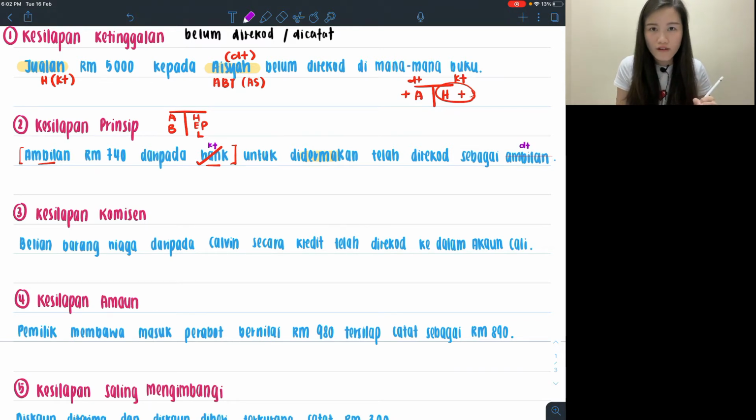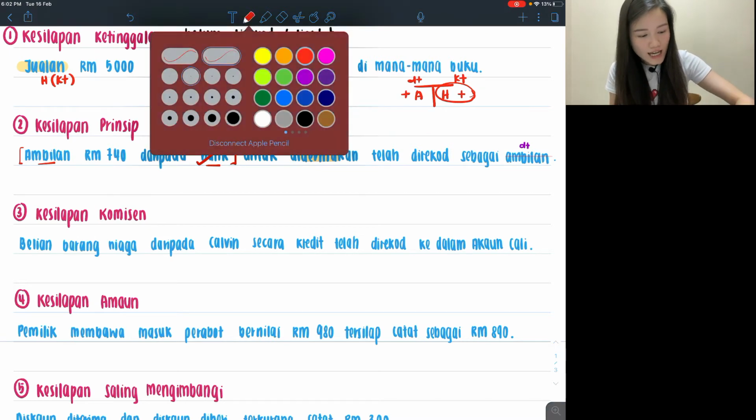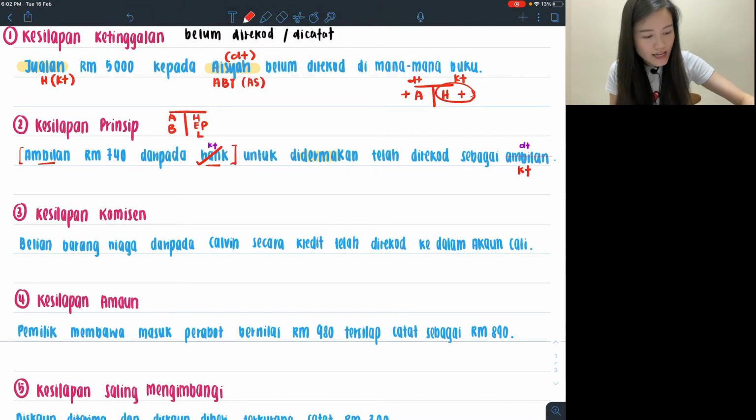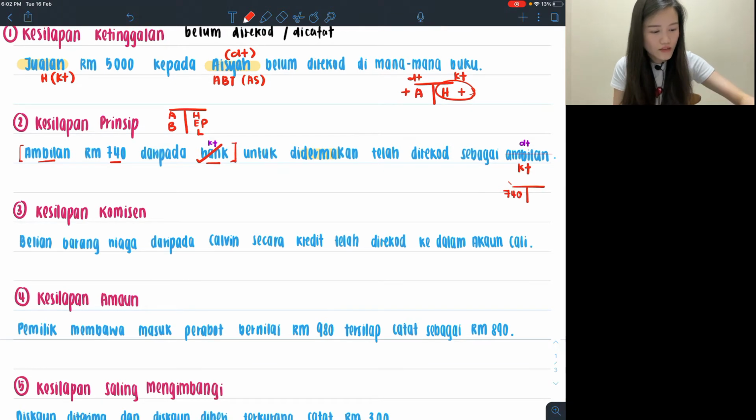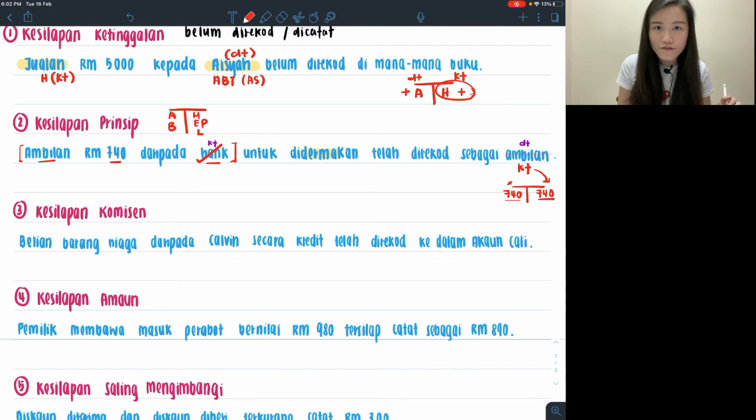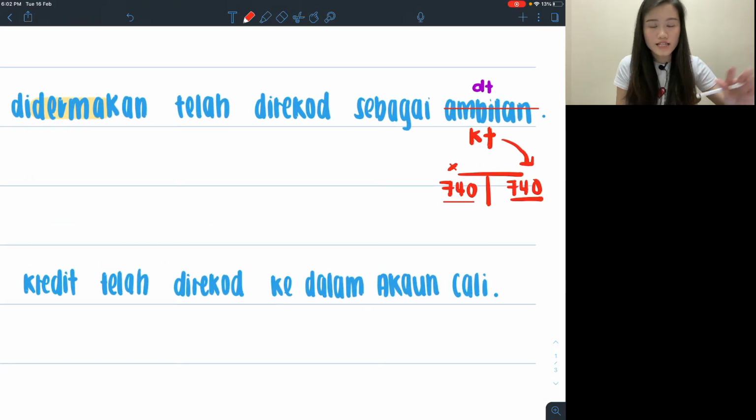So how should I correct this mistake? I don't put debit anymore. I should put it to the credit side so that, as a T shape, what you will see is this: 740 initially being over here, that is wrong. So if I want to correct it, I just put another time on the credit side, which is what we're doing right now. What will happen? In account ambilan, will this 740 still exist? No more, because it will be balanced off. So this is how we do correction in accounts.